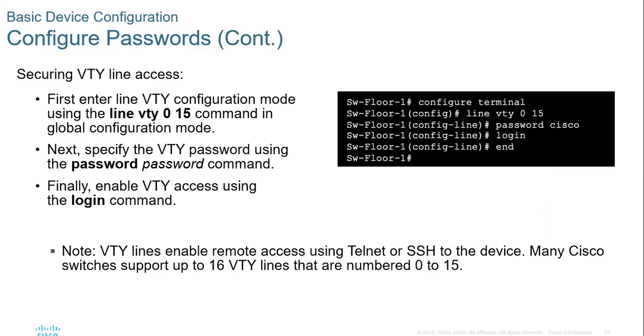Securing VTY line access. First, enter the line VTY configuration mode using the line vty 0 15 command in the global configuration mode. Next, specify the VTY password using the password command. Finally, enable VTY access using the login command. So this is the configuration for password configuration. We are continuing with line VTY.